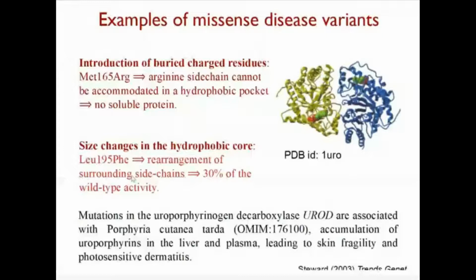Mutations that affect protein folding and stability. Well, for example, they introduce a charged residue into the hydrophobic core of the protein, and the result is no soluble protein. It cannot be dissolved in water or blood or whatever. And another example is a site change in the hydrophobic core, which dramatically reduces the activity of the protein down to 30% of the wild type. So on the organism level, this results in a disease called Porphyria cutanea tarda, whatever it is, a well known and well described disease. And all this begins with a small missense mutation.